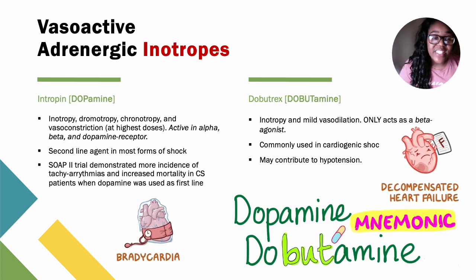Okay, so here's our vasoactive adrenergic inotropes. So the first one we'll talk about is dopamine. And again, the thing about dopamine is that it specifically acts on the dopaminergic receptors, but it can act on alpha receptors and beta receptors, but only dopamine can activate dopamine receptors, okay? So it can function in all three categories, which means that it's non-selective. It's normally used as a second line agent in most forms of shock, that's septic shock, cardiogenic shock, neurogenic shock, all kinds of shock, hypovolemic shock, all kinds.